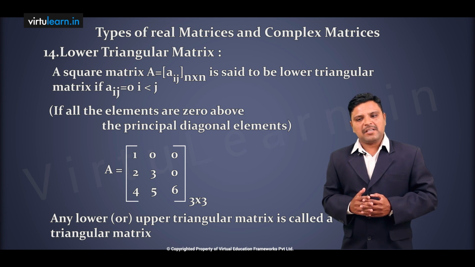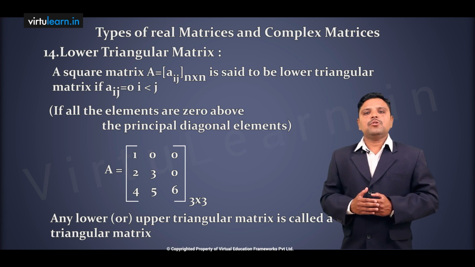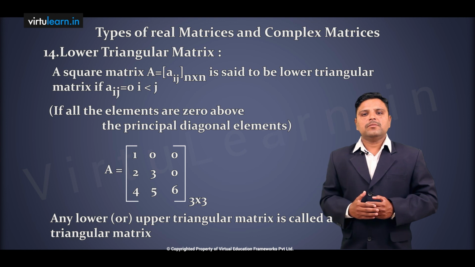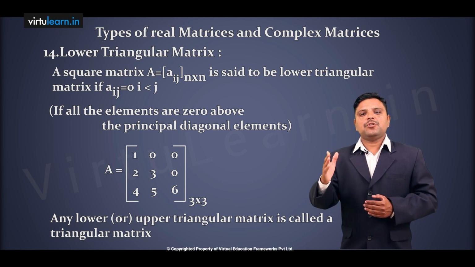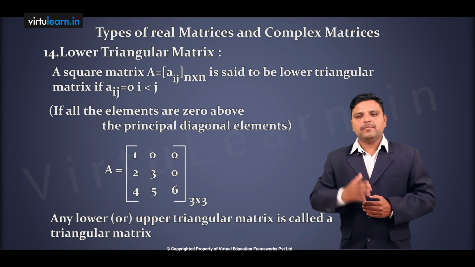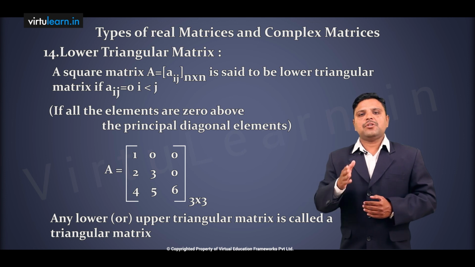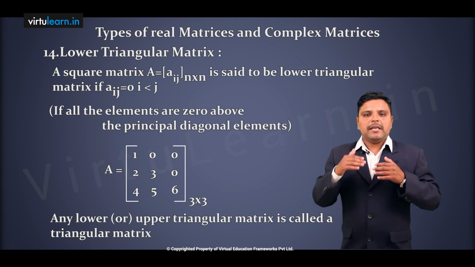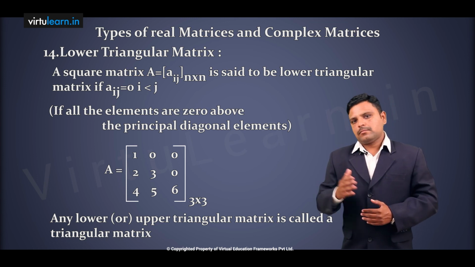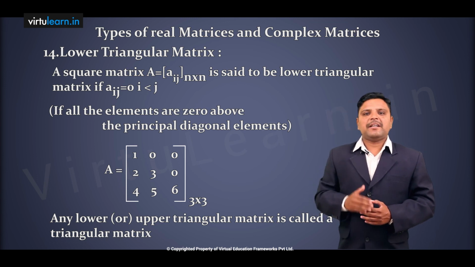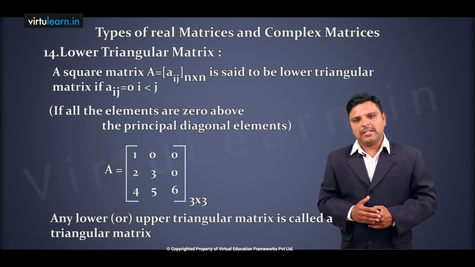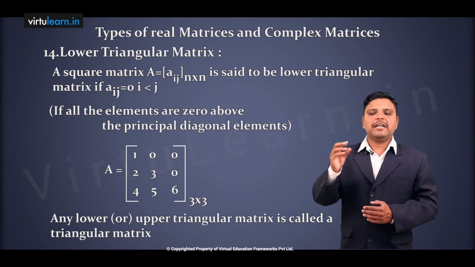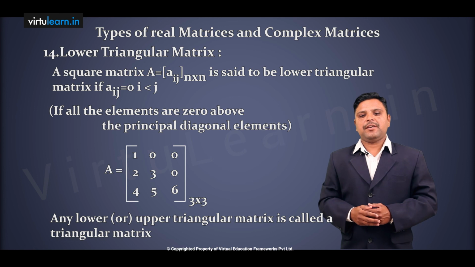Now I am writing one example here. A equal to 0, 1, 2, next row 0, 0, 3. The last row is 0, 0, 0. A power 3 equal to 0 here. Means if A square equal to 0, then it is a nilpotent matrix of index 2, of order 2, like that. A cube is 0, therefore it is a nilpotent matrix of order 3.